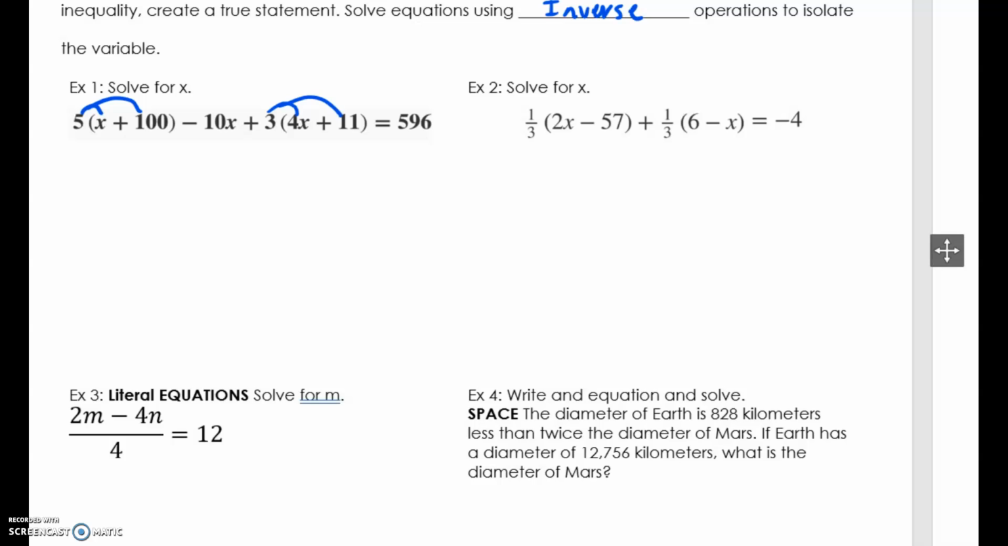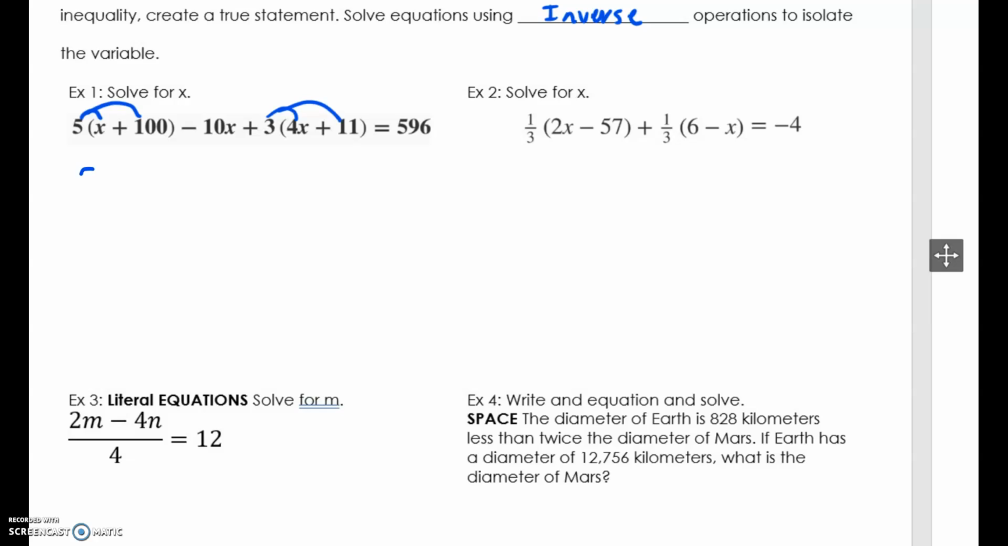Alright, as I was saying, I have to distribute the 5 to both terms. I get 5x plus 500. Remember, when you distribute, you are multiplying. Minus 10x plus 12x plus 33 is equal to 596. So that first step, all I did was distribute. Now I'm going to look for my like terms.